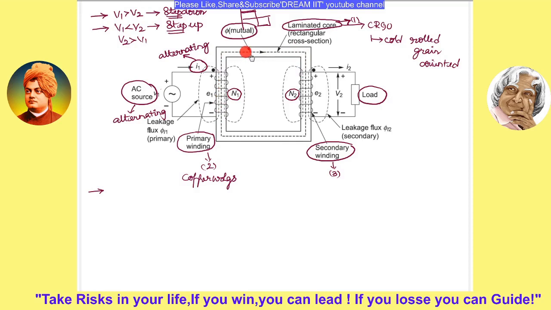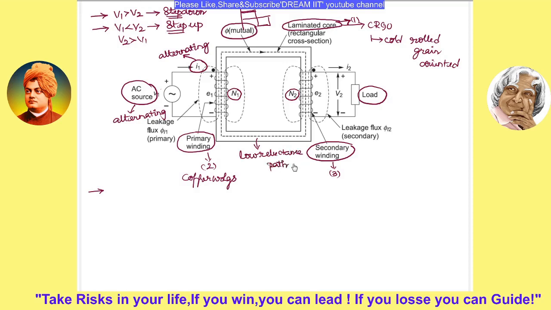It is traveling through a laminated core and linking with the secondary winding. And what is another important thing you have to know about this laminated core? It is providing a low reluctance path.